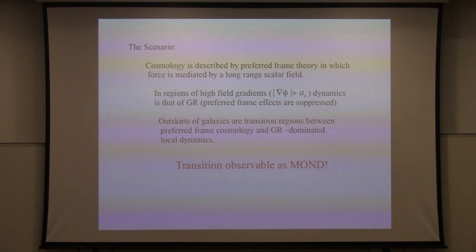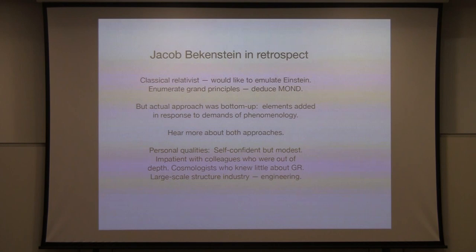I'll skip this. But I'll just say, Jacob Bekenstein, in retrospect, was a classical relativist. And like all classical relativists, he would like to emulate Einstein and enumerate grand principles and deduce MOND. But the actual approach was bottom up. Elements were added in response to the demands of topology. This was unfortunate for Jacob, but he did the best he could with the paradigm that he had.